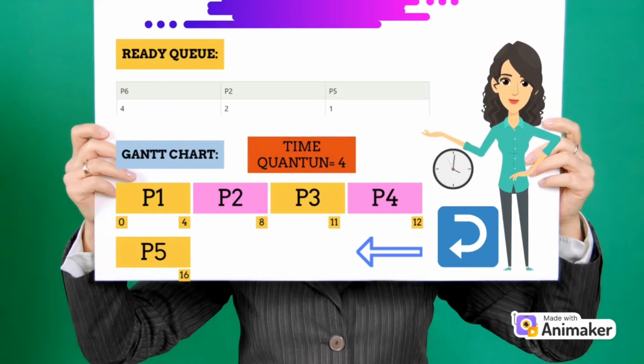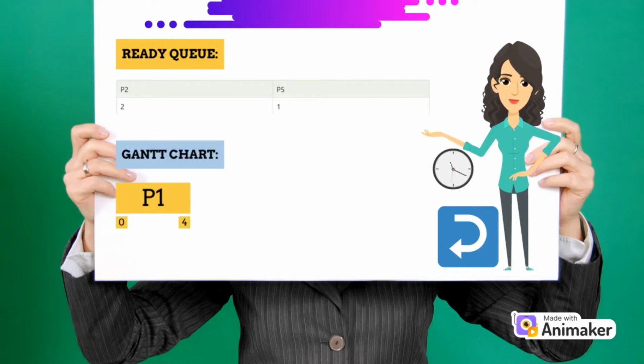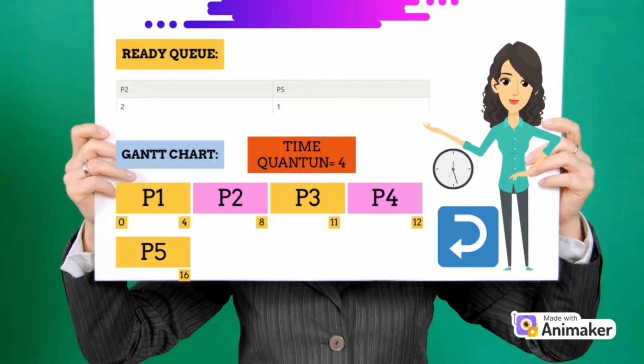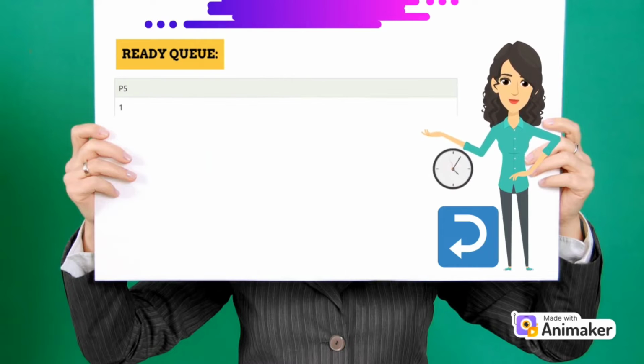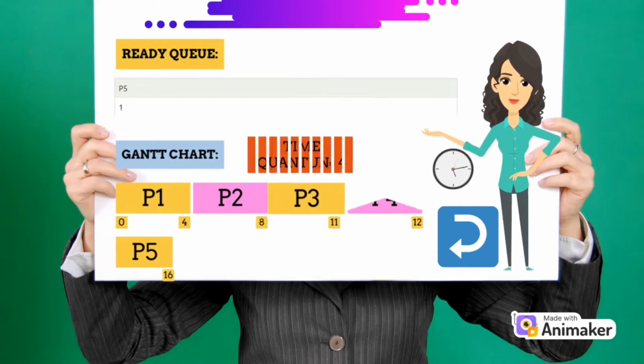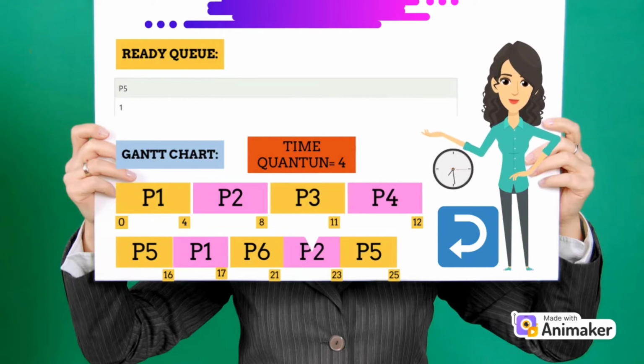After that, P6 will be executed for 4 units of time and terminated because its burst time is only 4 seconds. Now, in the ready queue, P2 will require 2 units of time, so it will take that and terminate. Finally, we have only one last process in the ready queue, that is P5, so it will take only 1 unit of time because it requires just 1 unit, so it will take that and terminate.